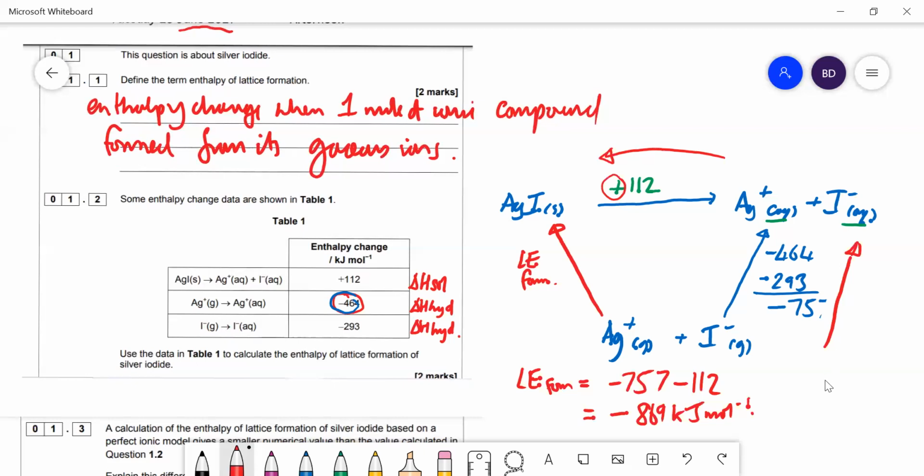Okay, so that little cycle, you have to remember that. That's the cycle which involves delta H hydration energies, lattice enthalpies, and the enthalpy of solution, that little triangle. Okay.